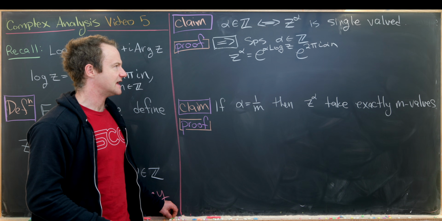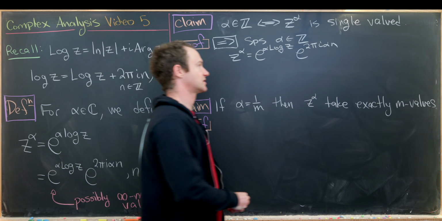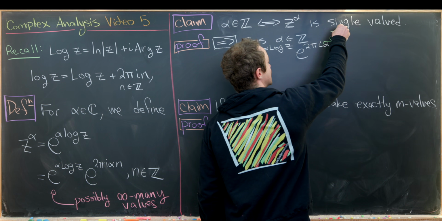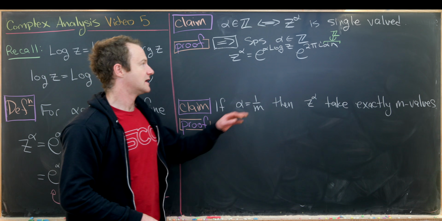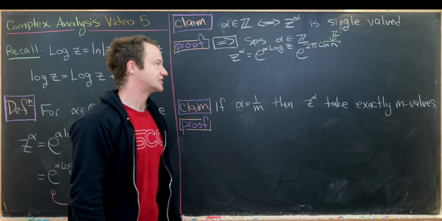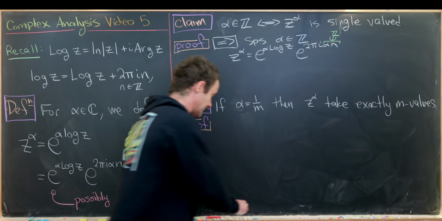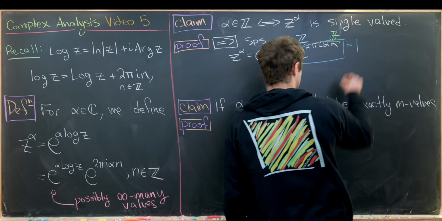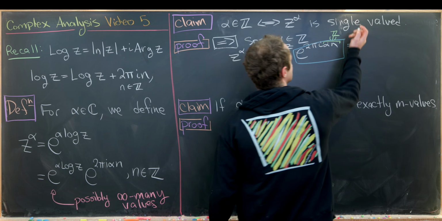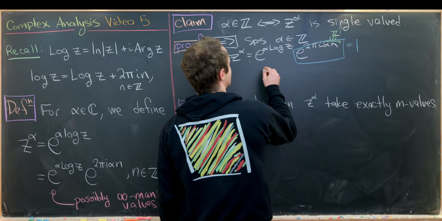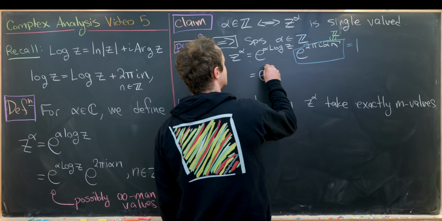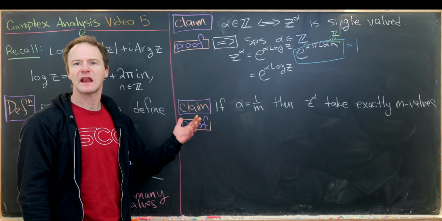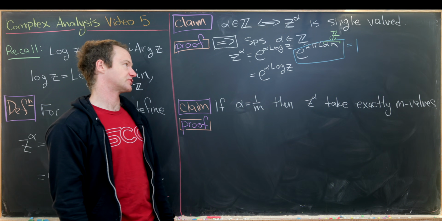But let's notice that if alpha is an integer and n is an integer, then alpha times n is an integer. Since this exponential function is 2 pi i periodic, that means this whole factor right here is just equal to the number 1. So we get that this is really just equal to e to the alpha times the principal branch of the log. And then I'll verbally sketch out the reverse direction.